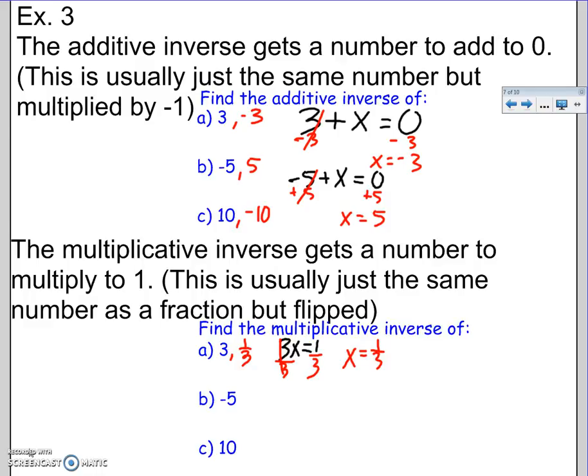For B, I have -5. Well, -5 times some number x equals 1. Algebra says divide both sides by -5. You get x equals -1/5. So I know -5 and -1/5 are multiplicative inverses. And for C, I'll just do the trick. We know 10 is basically 10 over 1. I just flip that. So now it's going to be 1 over 10, because 10 times 1/10 equals 1.